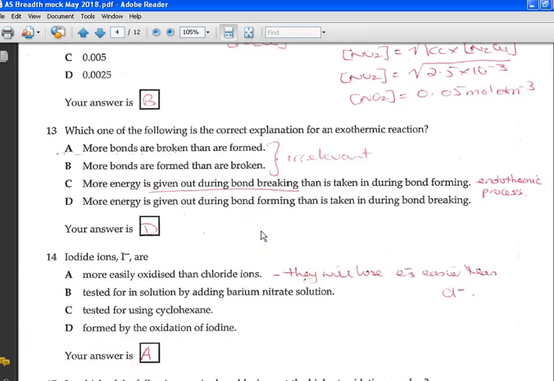Number 13, which one of the following is the correct explanation for an exothermic reaction? So those two statements have nothing to do with explaining an exothermic reaction. So basically you've got to work out here which is the correct statement. So this one, if more energy is given out during bond breaking and is taken in during bond forming, and so obviously that is, when we break a bond, energy is taken in. Yeah, so the answer has to be D. More energy is given out during bond formation than is taken in during bond breaking. Yeah, because this is the endothermic process as we break the bonds. This is the exothermic process as we make the bonds. Remember that.